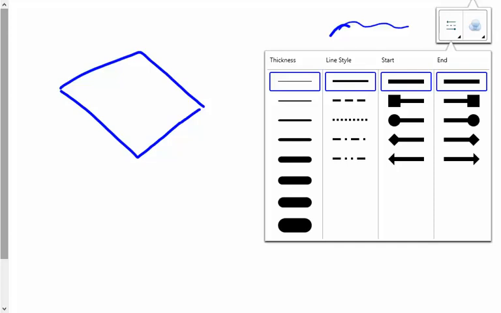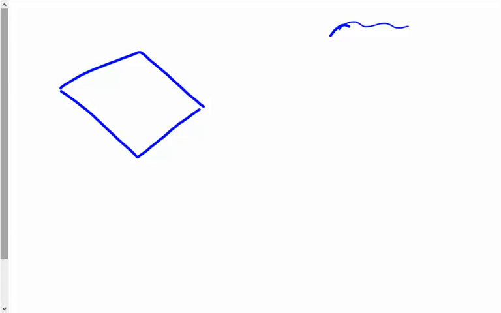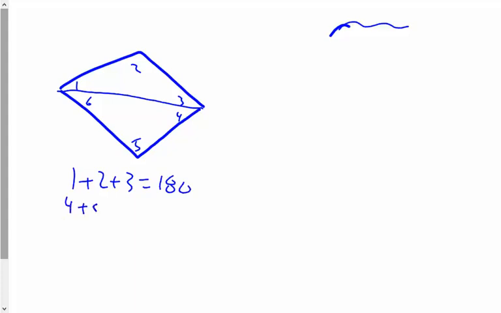Okay, and then what we're going to do is split this up into two triangles. And I have 1, 2, 3, 4, 5, 6. I have 6 angles there, but really there's only 4 angles, because 1 and 6 make an angle, and 3 and 4 make an angle. But if I add 1 plus 2 plus 3, that gives me 180. And then 4 plus 5 plus 6 gives me 180. So altogether, this angle, and then 2 and 5, together that gives me 360 degrees.